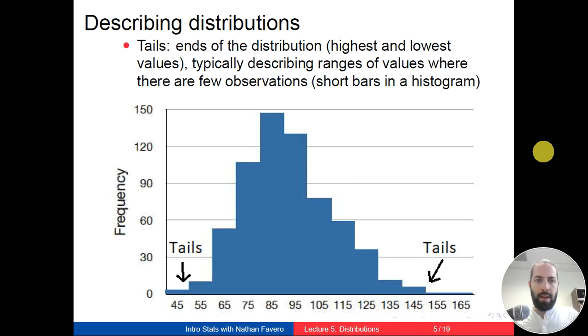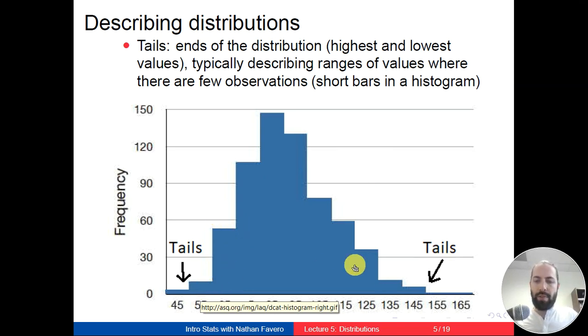One other term we want to make sure that we have in our vocabulary when talking about distributions is tails. Tails refer to the ends, the right and the left end of a distribution, or the highest and lowest values. They typically describe ranges of values where there are few observations, at least with a typical distribution that tapers off on both sides. But we can also have distributions that end very suddenly, right? Like you can imagine if these bars right here were at 0, then this bar right here would be the tail, even though it's pretty high. So we would call that a very short tail.